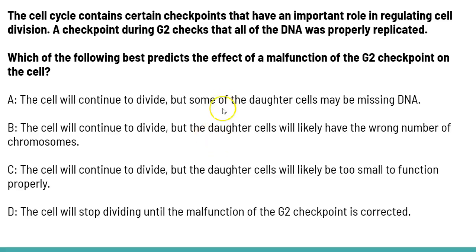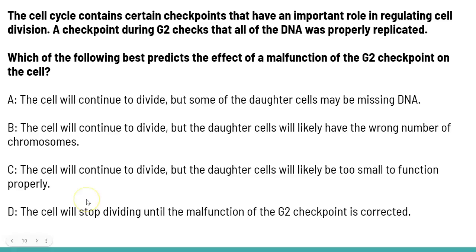These two seem very similar to me. So we're going to come back to these and see if we can eliminate any others. C: the cell will continue to divide, but the daughter cells will likely be too small to function properly. Now, this G2 checkpoint was just checking that all of the DNA was properly replicated. Its job was not to check the size of the cells. So we can eliminate C.